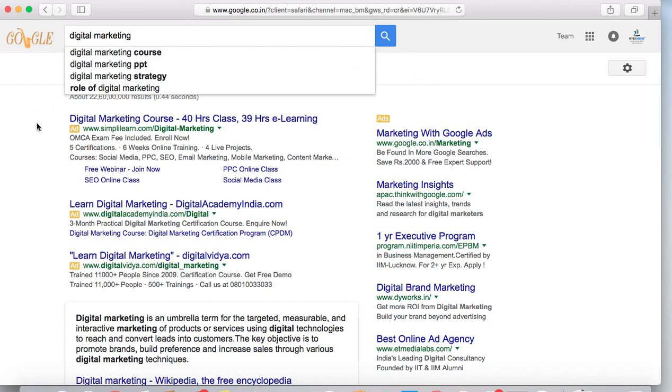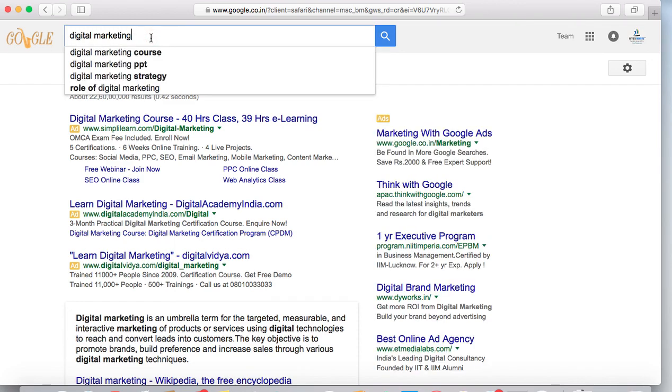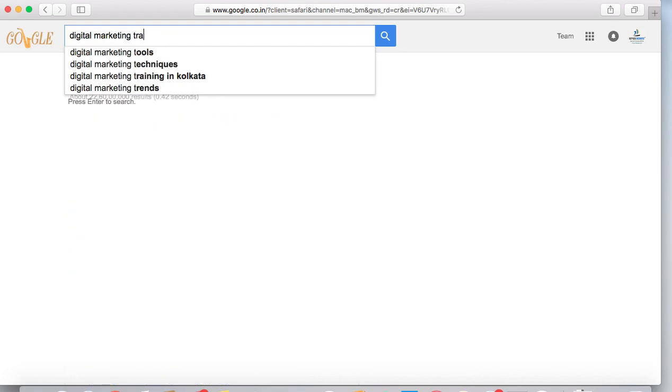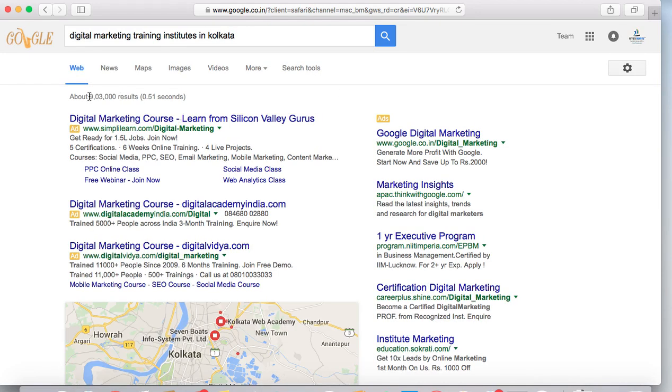Another benefit is that for digital marketing, the competition, the volume, is 22 crore 60 lakh, but as soon as you write digital marketing training institutes in Kolkata, you see the volume here is 9 lakh 3000. So the competition would be less here.